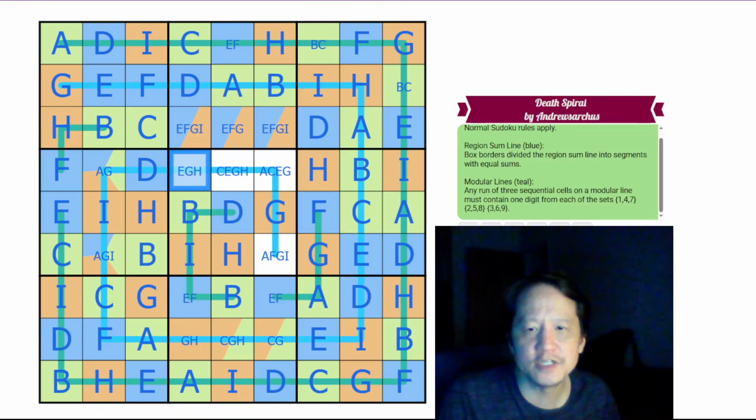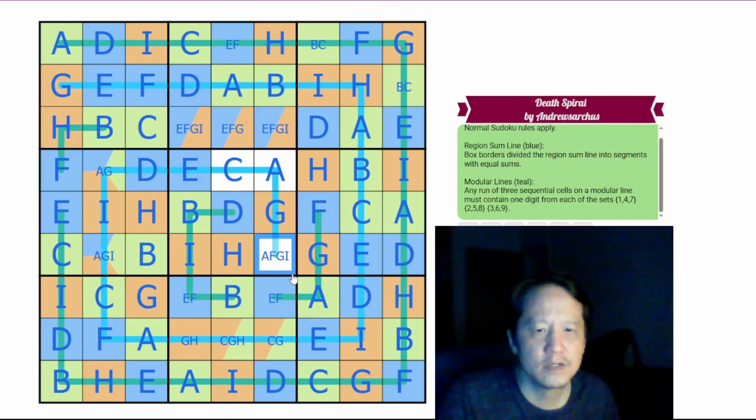No G and H here. This is E. No E, G, H. That's C. No E, C, G. That's A. No G and I. No A. That's F. So this has to be A here. That's G. So that's how that would work. So no blue. No green. That's orange. No orange or blue. That's green. This is blue.